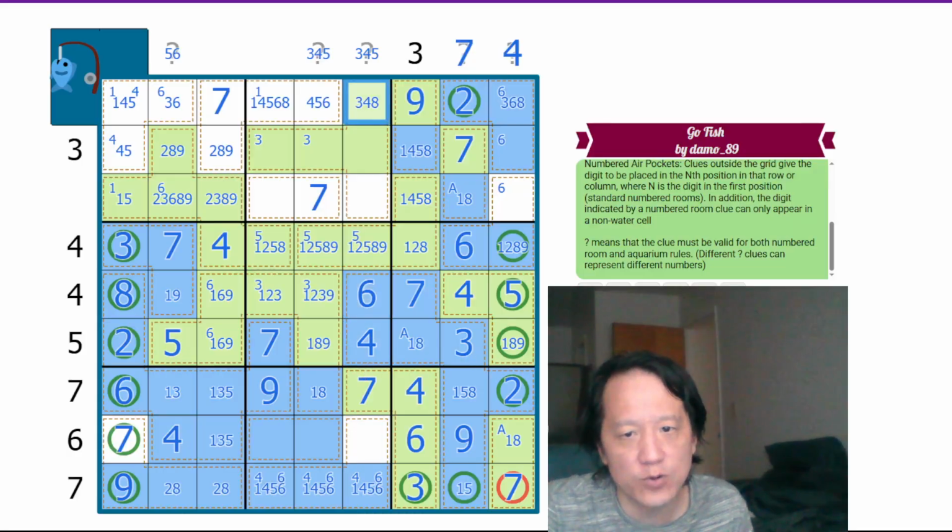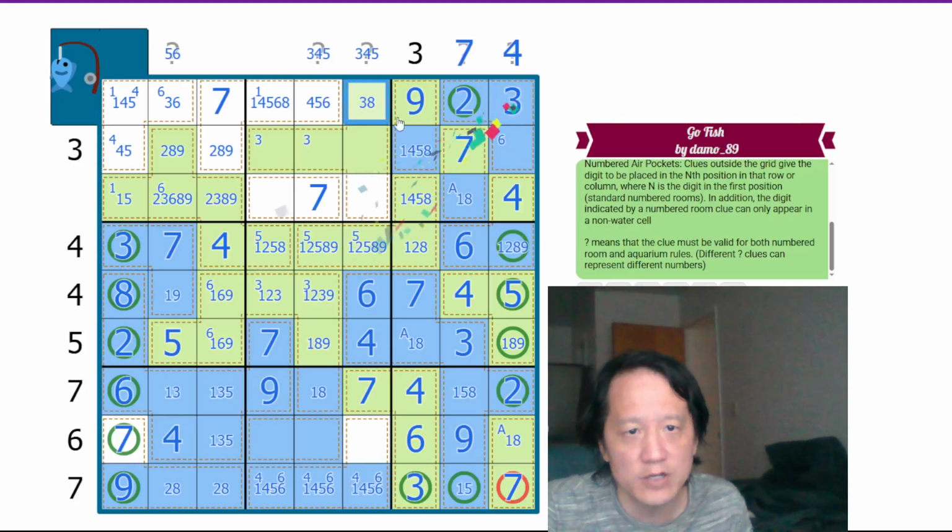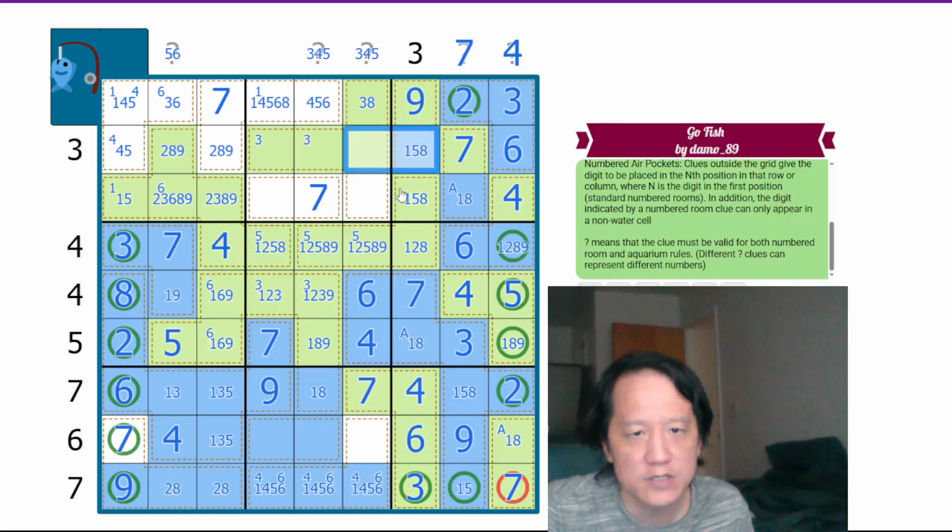4 eliminates 4 here, so this is 3 or 8. This has to be air, because we have 4 waters already. 4 cannot be here, here, or here, so it has to be here. So that's 4, which means this is in the 3rd position. 3 eliminates 3. That's 3. We eliminate 3 in the rest of the row. That makes us 6. No more 4 here. It's guaranteed to be 5.